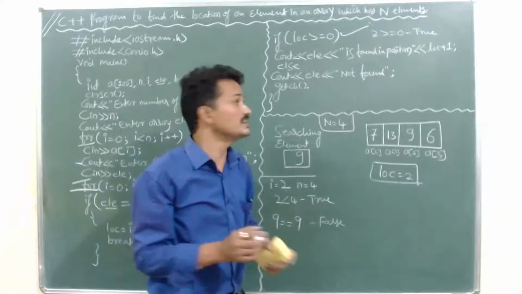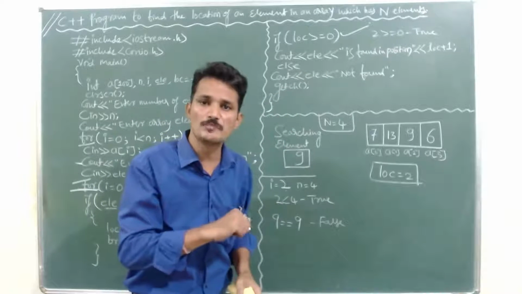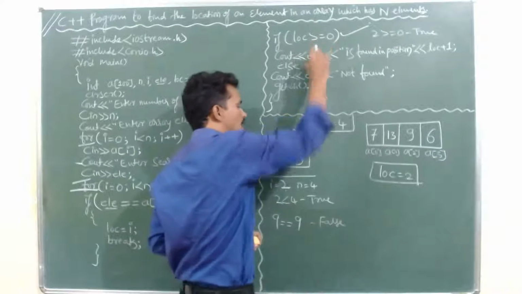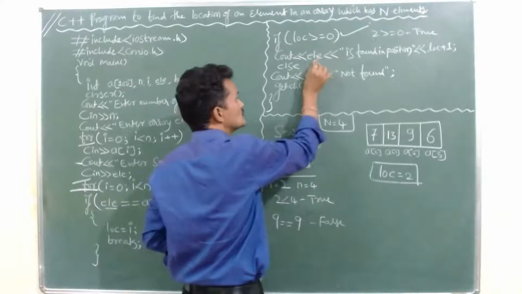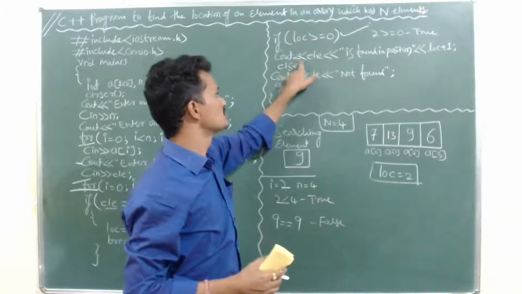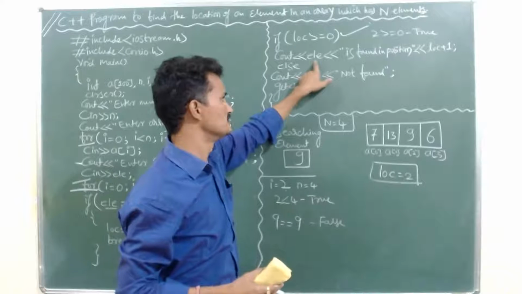Cout string insertion, ELE. Does it print as it is or its value? Here it is going to print its value. What exactly is stored in the element? 9. So I am going to print here its value. Cout string insertion, 9 will print here.